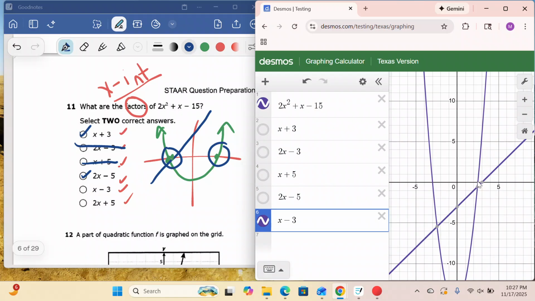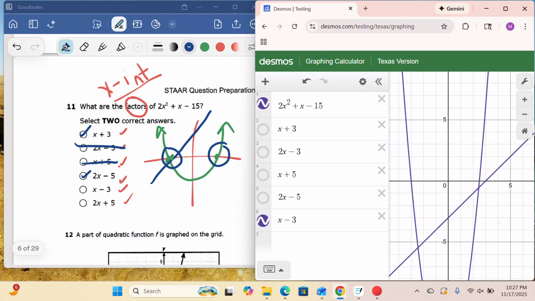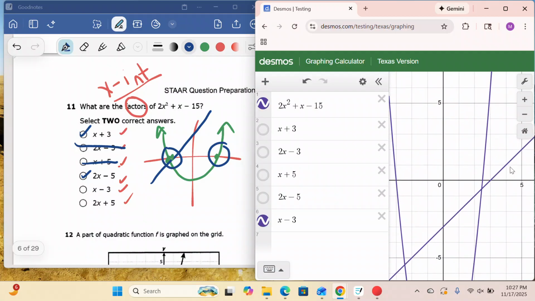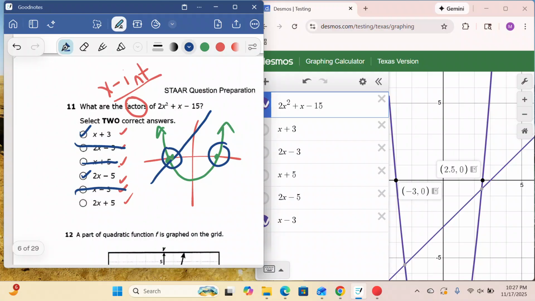Nope. Doesn't pass through my x-intercept. And sometimes they look very, very close. So you got to sometimes zoom them in. Does it pass straight through my x-intercept? It does not. And it does not. So this one is not an answer. And then I'm going to try my last one.